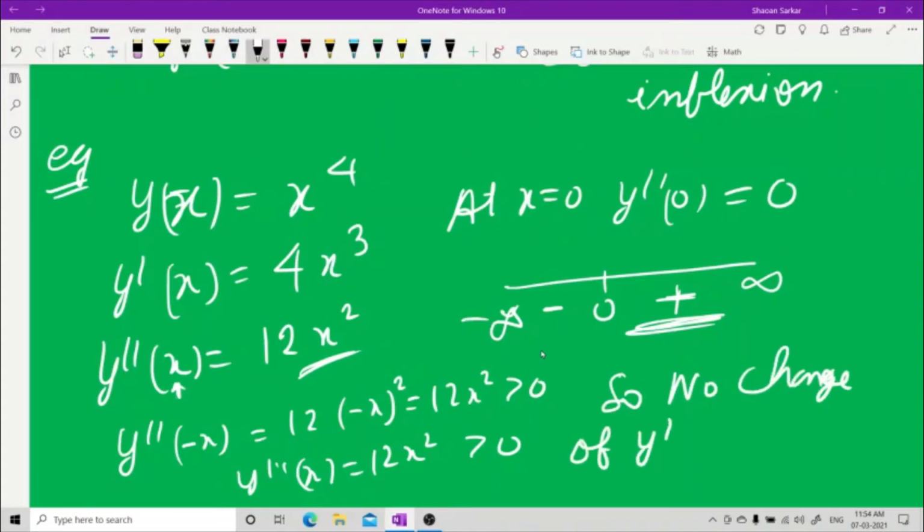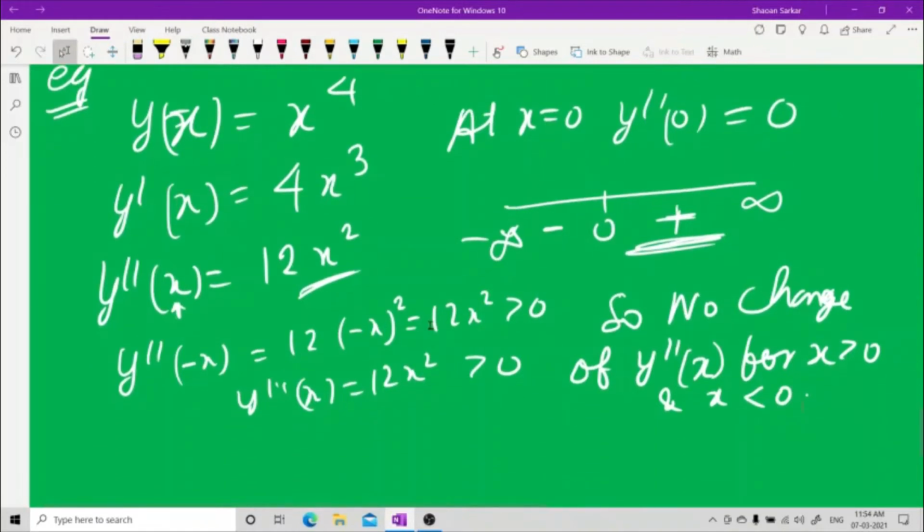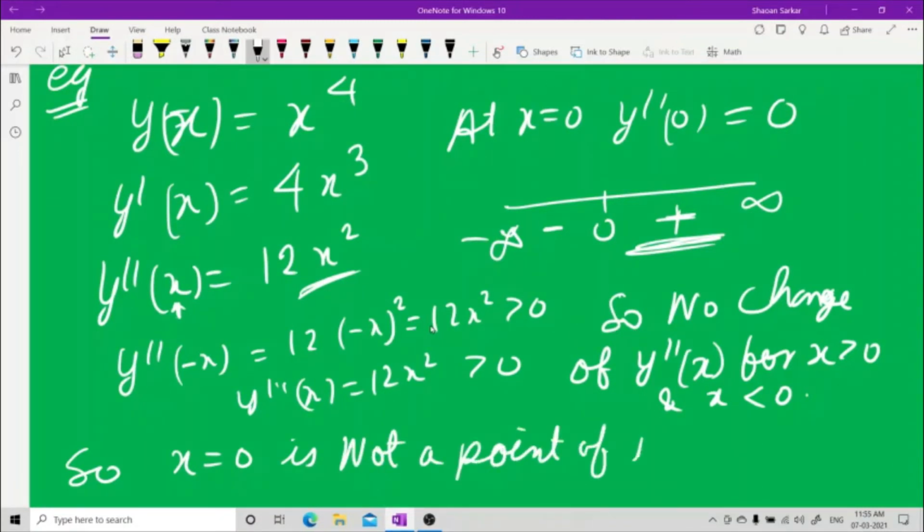There is no change of y double dash at 0. Wait, let me write not 0 but x. Sorry. There is no change of y double dash x for x greater than 0 and x less than 0. So x equal to 0 is not a point of inflection.